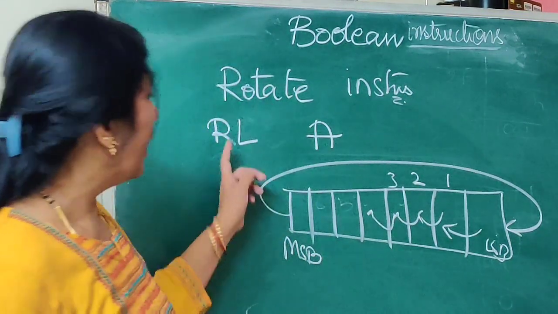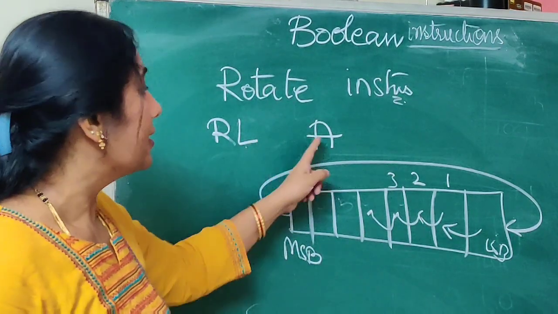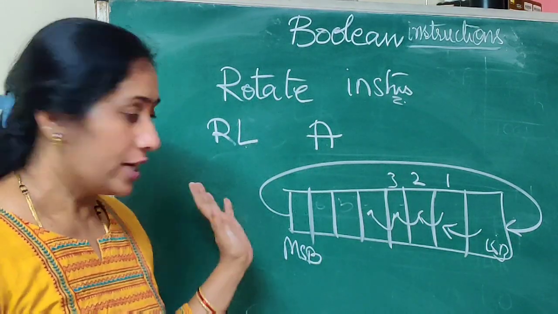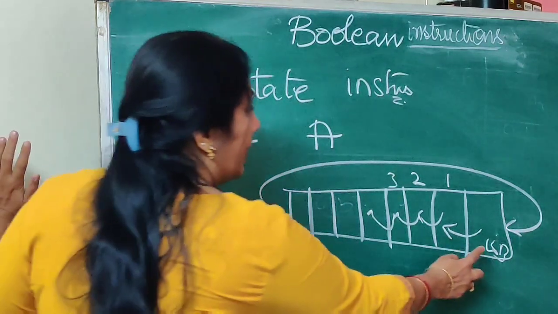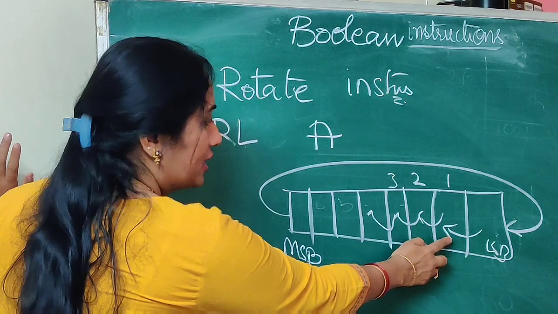That is rotate left the contents of the accumulator. Rotate left the contents of the accumulator. Again, it's an 8-bit rotation. But now what's going to happen? The LSB bit will come to the higher position. That is the first bit position.